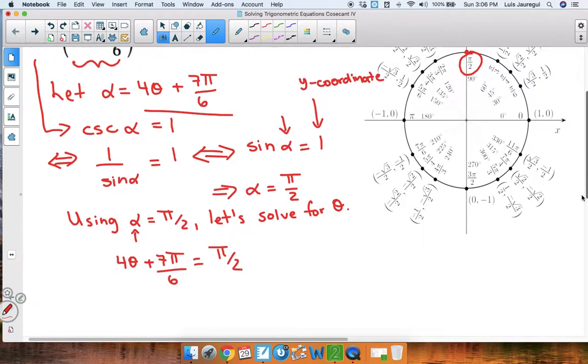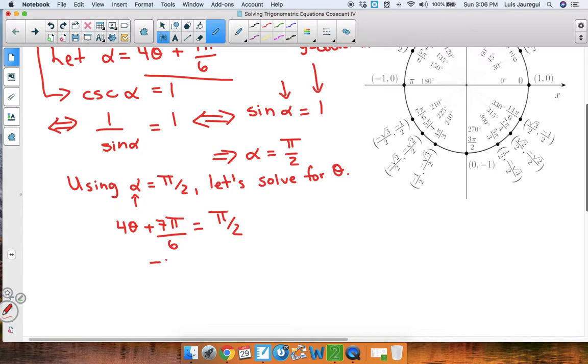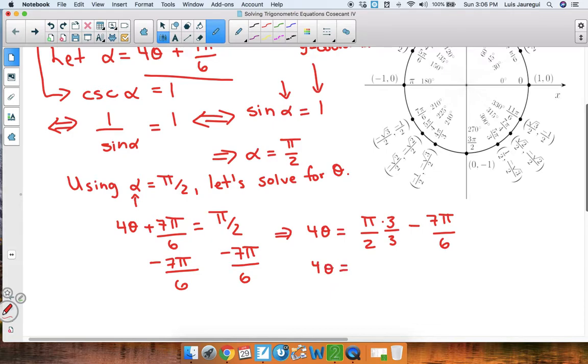Now our ultimate goal is to get theta by itself. So let's subtract the 7 pi over 6 from both sides of the equation. Thus you get that 4 theta is equal to pi over 2 minus 7 pi over 6. Now, let's get a common denominator. To do so, let me multiply the pi over 2 by 1 in the form 3 over 3. So we get that 4 theta is equal to 3 pi minus 7 pi, which is negative 4 pi, all over 6.